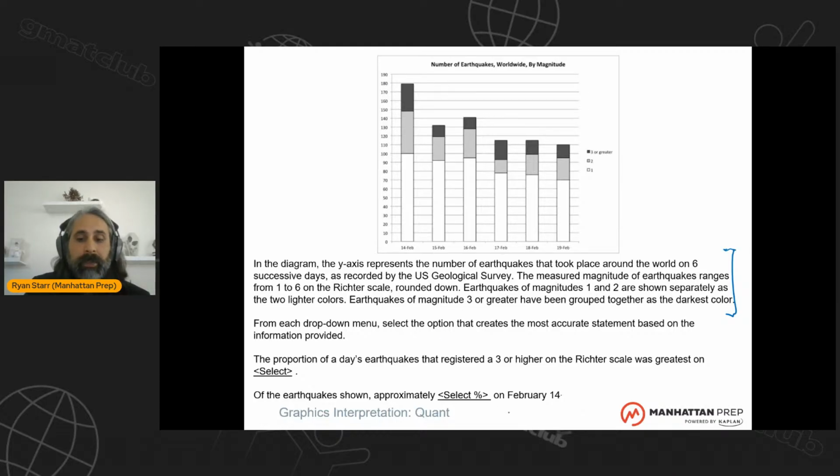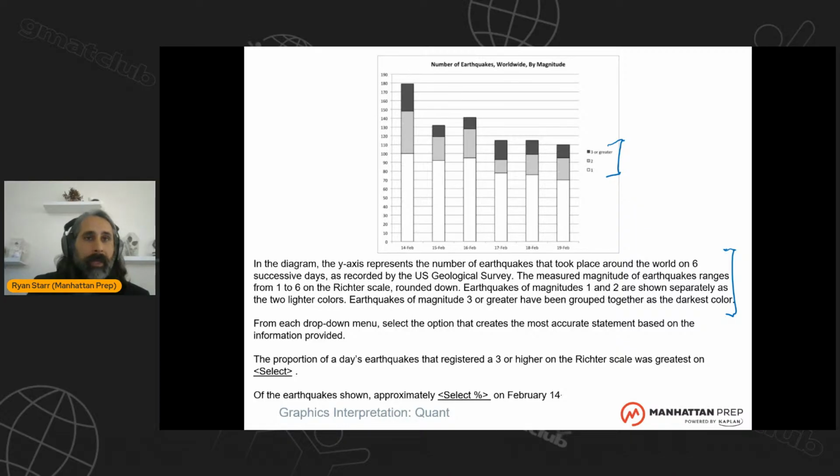Similarly, when you get down to the statements that you're supposed to fill in with what would be drop downs, not the word select with a line under it, there are also going to be keywords, right? So the proportion of a day's earthquakes that registered a 3 or higher on the Richter scale was greatest on, and you have days as your selection in that particular drop down, right? The keywords there, registered a 3 or higher on the Richter scale, right? How do you know? Because it's a reference to something that's in the legend here. It's a reference to a specific part of these bars, right? The darkest part at the top of these bars.